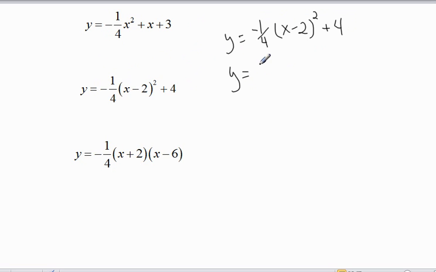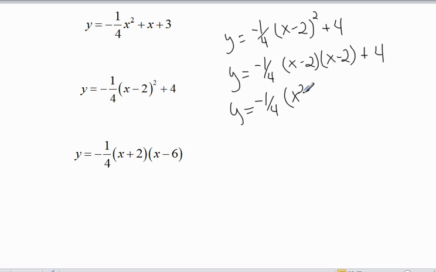And this becomes then y is equal to negative 1/4. And if you've forgotten this from the 9th to the 10th grade, I'm going to write out x minus 2 squared as x minus 2 times x minus 2. And then I'm going to multiply these two binomials together. First multiplication will give me an x squared. Then I'll get a negative 2x and another negative 2x. That's negative 4x. And then negative 2 times negative 2 will give me a 4.